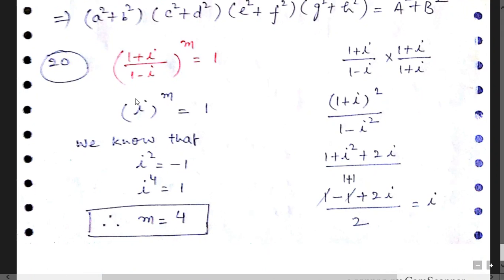The last question of the exercise, (1 plus iota) over (1 minus iota). Simply solve this by rationalizing the terms. You will get the term as iota. Then write iota raised to power m is equal to 1. Now, how to calculate the value of m? We know that iota square is equal to minus 1. Now square this, iota raised to power 4 is 1. It means the minimum value of m is 4.